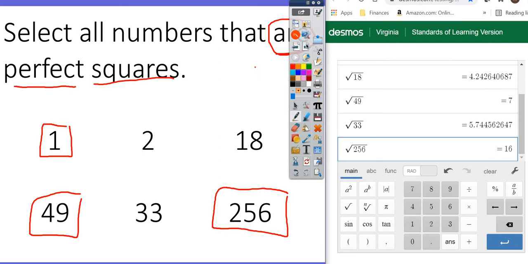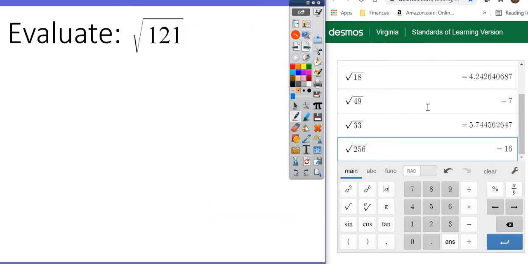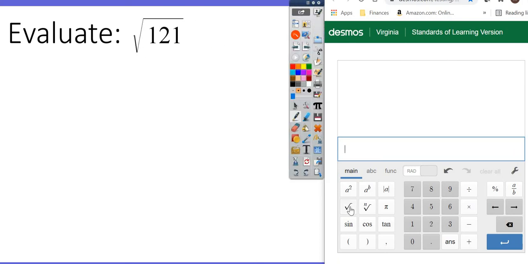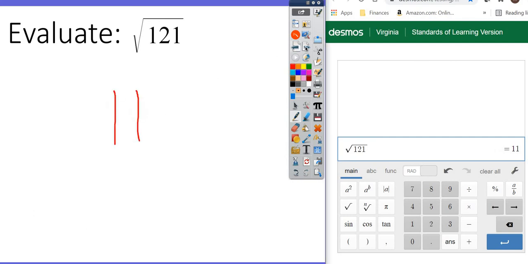All right, so use Desmos to help you. Let's check the next one. It says, evaluate the square root of 121. Perfect chance. Use Desmos. Square root, 1, 2, 1. There you go. Your answer is 11. That was easy, wasn't it?